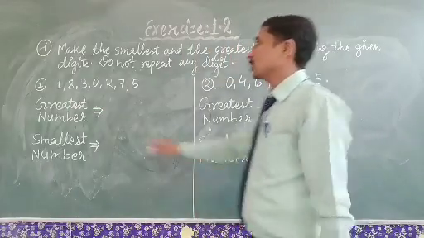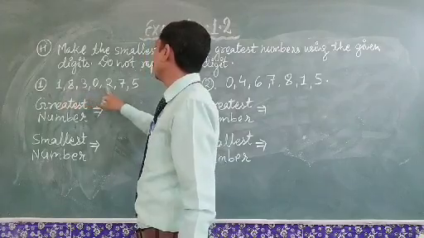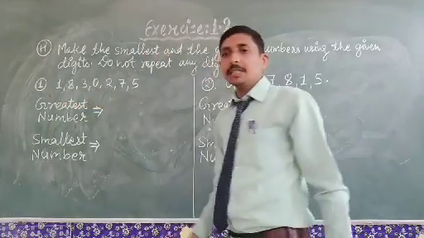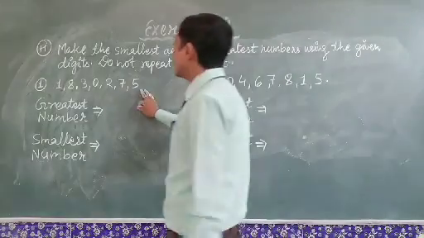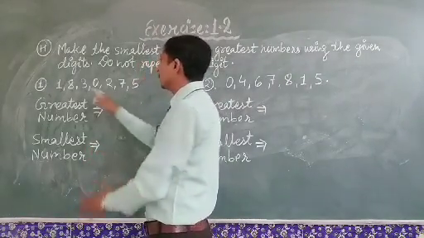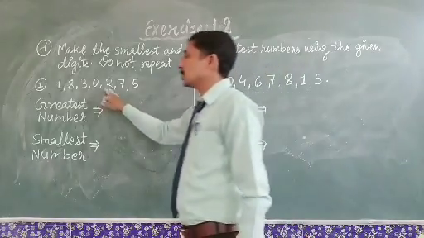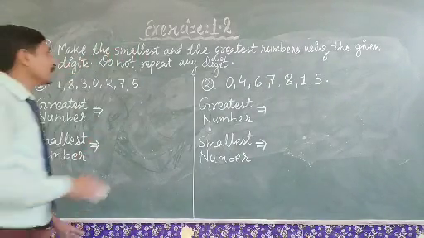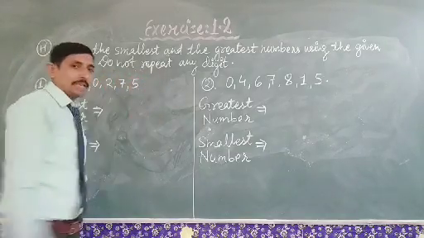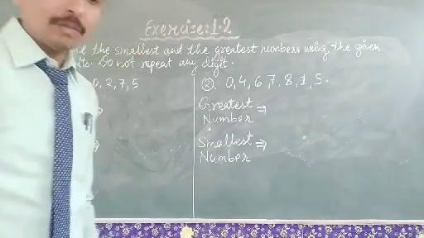Okay. And you see question number 1 is written here already. It has 1, 2, 3, 4, 5, 6, 7 digits. It is a 7-digit number. And what we have to do, we have to make the smallest number from all these digits, and also we have to make the greatest number by using all the digits. And one thing we have to remember, do not repeat any digit. So what we have to do?